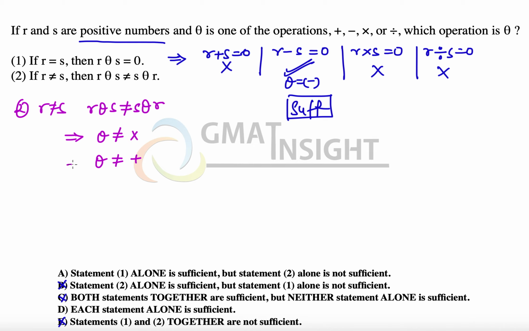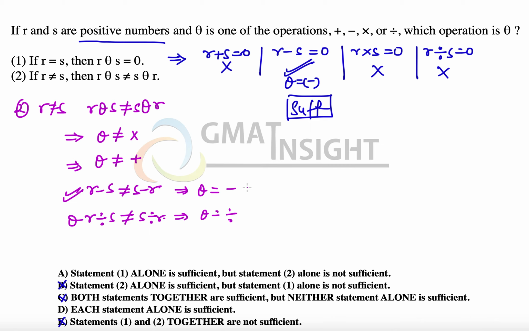Now let's quickly check the next thing, negative. R minus S will not be equal to S minus R, because these two numbers are not equal, so one will be positive, one will be negative, which means theta can definitely be a negative sign. That's one possibility. And a second possibility is that R divided by S will not be equal to S divided by R, because in that case one result will be greater than one, the other result will be less than one, because these are two positive distinct numbers. So theta can very well be the division sign.